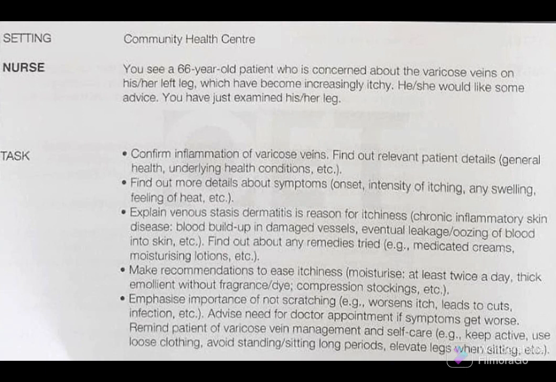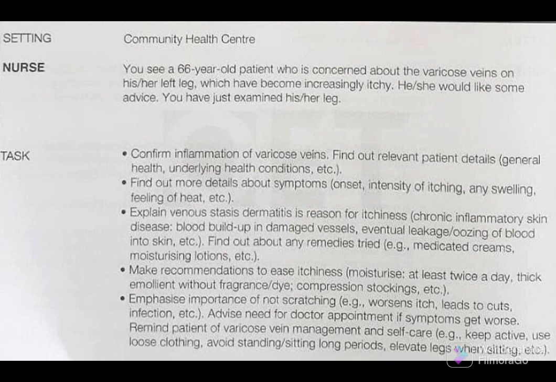Example: the patient's name is John. Here you have already examined. So how can we start? Well, Mr. John, thank you for allowing me to examine your affected leg. And upon my assessment, I can confirm that you have inflammation of your varicose veins. So that is a confirmation. That means after your assessment, what is the result of your assessment? That is the thing you are stating.